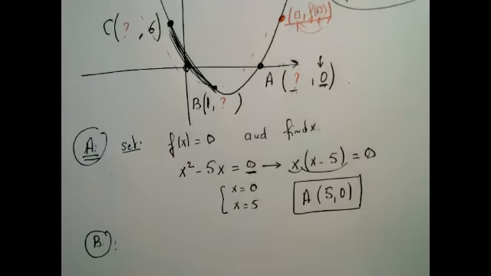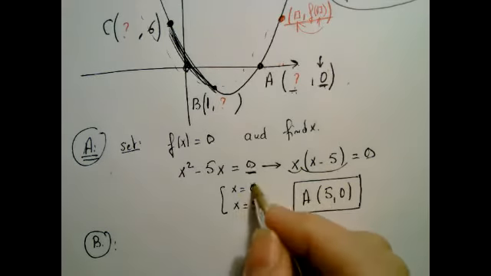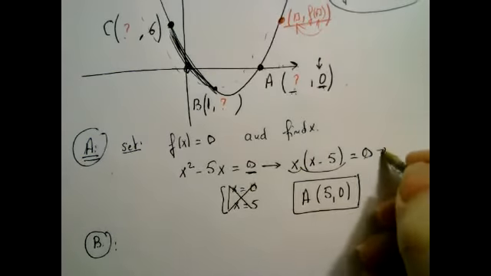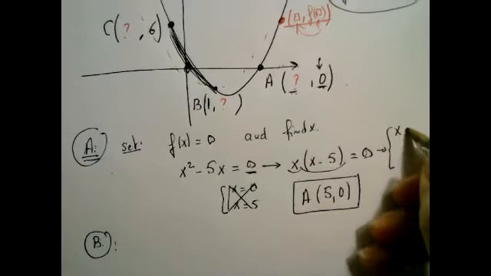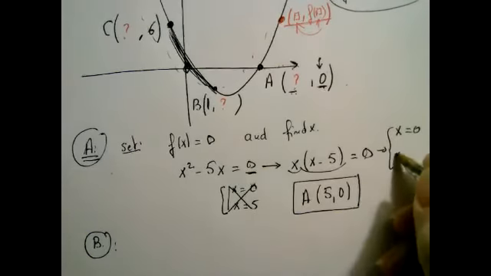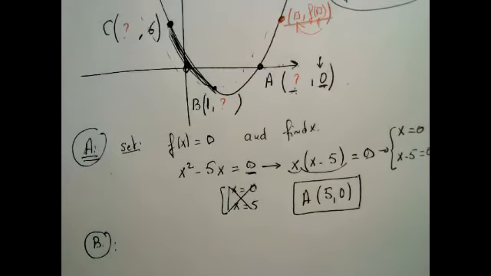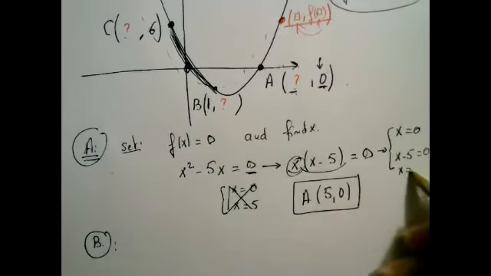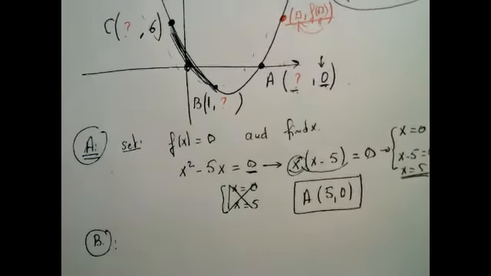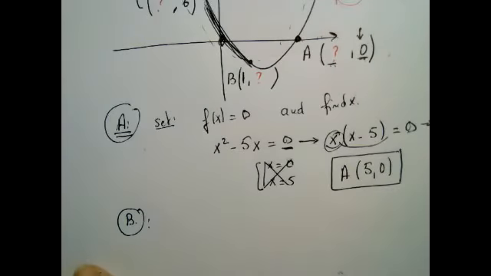Okay, in B, what am I giving you? Where did I get 5 from? You solve. So if this is 0, it means x equal to 0 or x minus 5 equal to 0. When you multiply two numbers, how can the product be 0? Only one of them has to be 0. Either this 0 or this 0. It means x equal to 5. Very good.